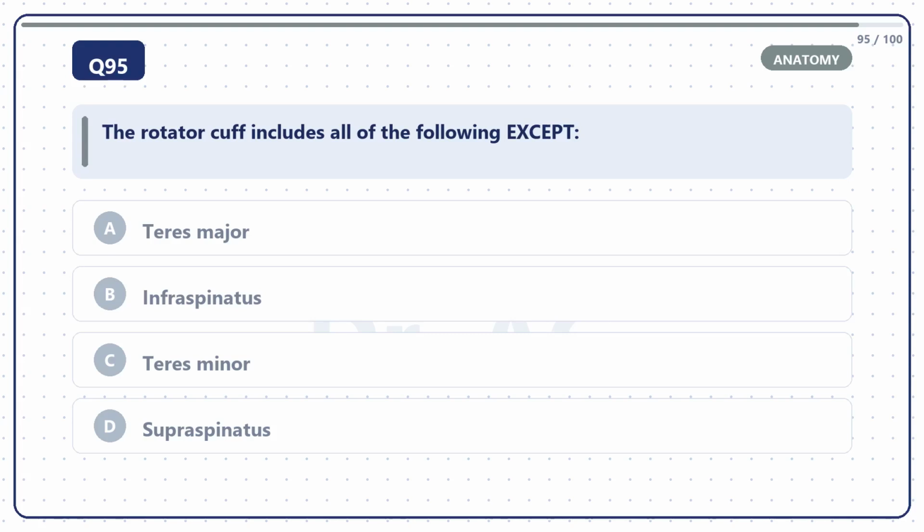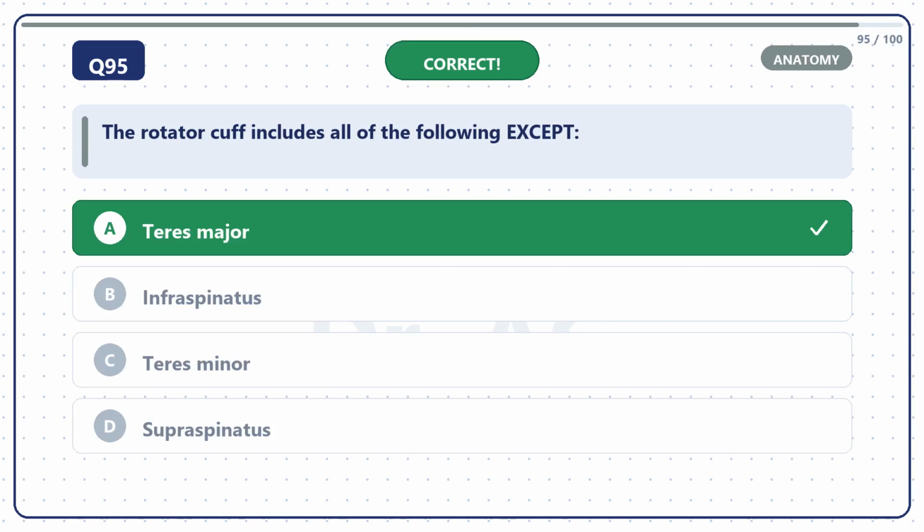Question 95. The rotator cuff includes all of the following except: option A. Teres major. Option B. Infraspinatus. Option C. Teres minor. Option D. Supraspinatus. The correct answer is option A.